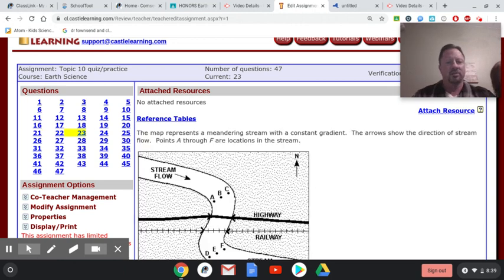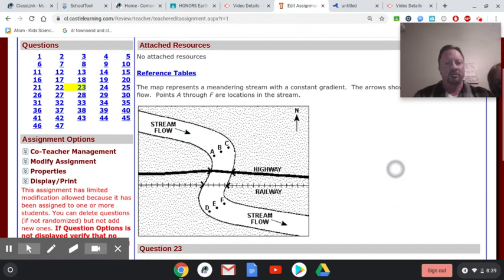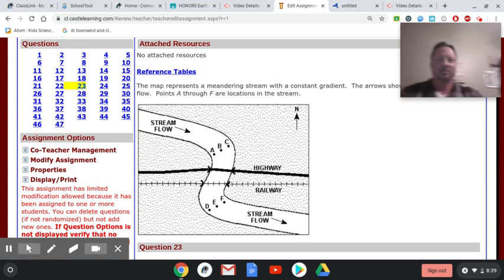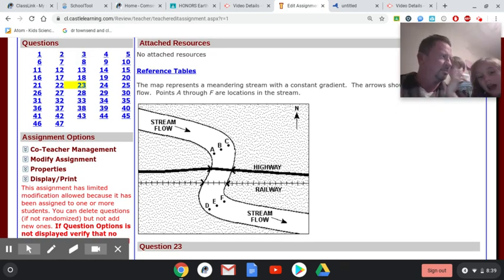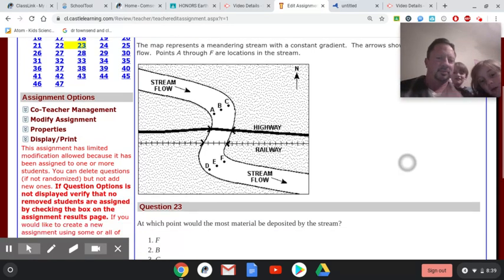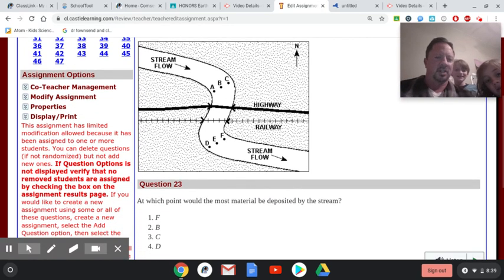23, we got a stream. It's going like a wiggly little snake. It's a stream, and it has A, B, C, D, E, F with dots on the bottom. Okay, and they want to know what letter is going to have deposition. What letter would you say would have deposition?